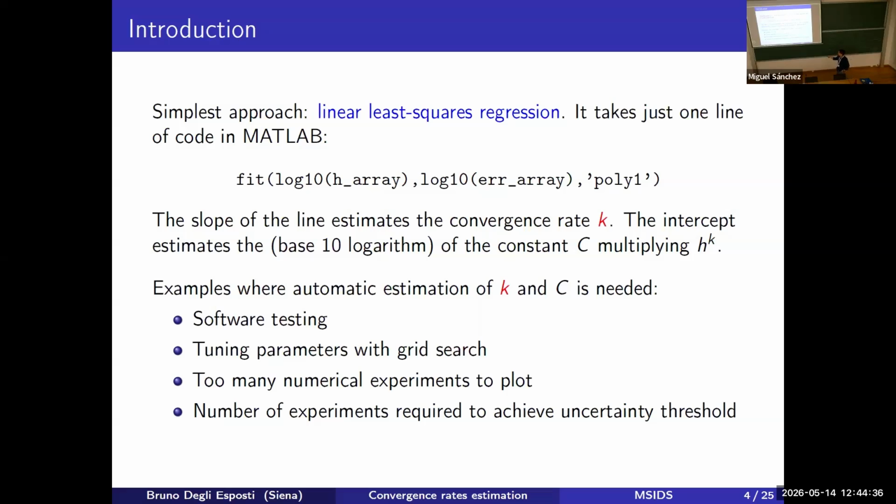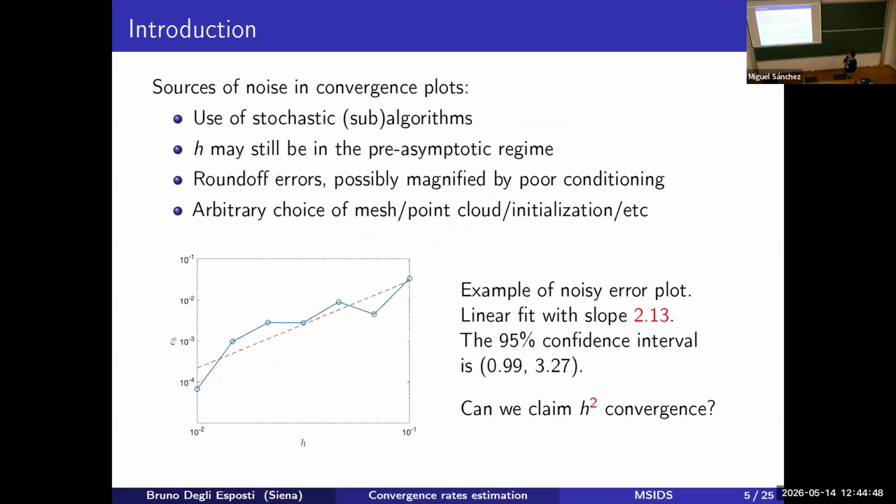And lastly, we can try to optimize the number of experiments required to achieve some uncertainty threshold in the estimation of the convergence order. So where does the noise come from? Because okay, convergence plots can be very smooth sometimes, but in general, we cannot expect them to be perfectly straight. So the noise comes from the use of stochastic sub-algorithms. If we do Monte Carlo integration, clearly we will have noise in the convergence plots.